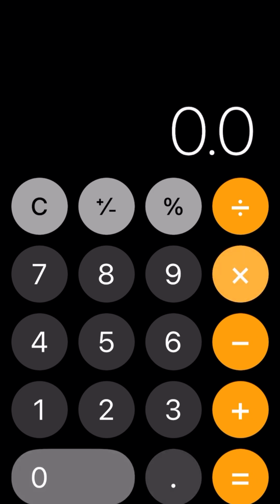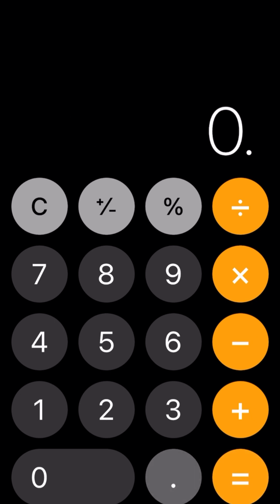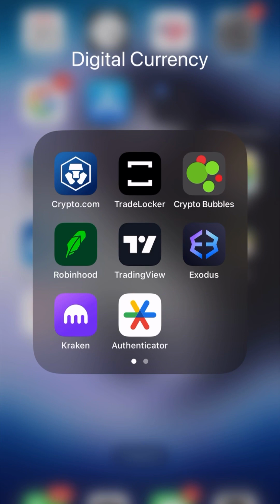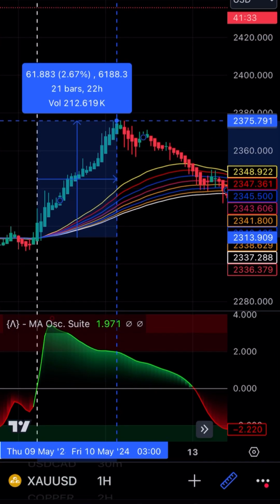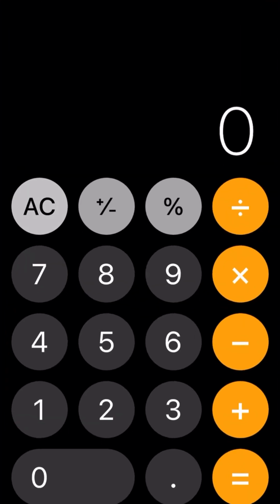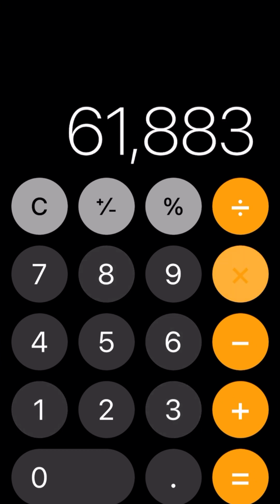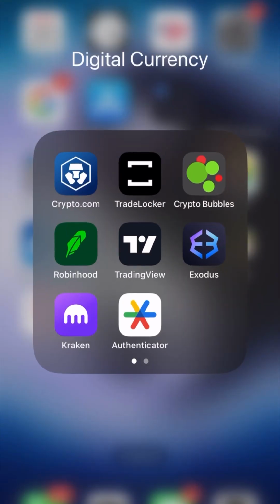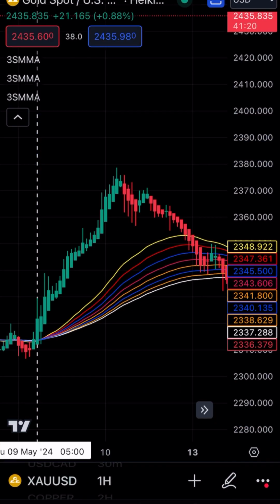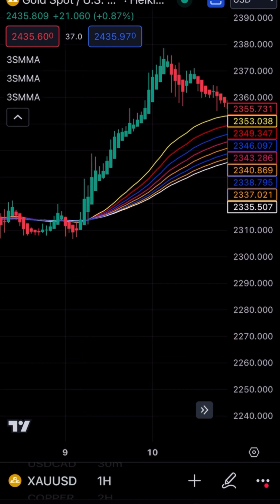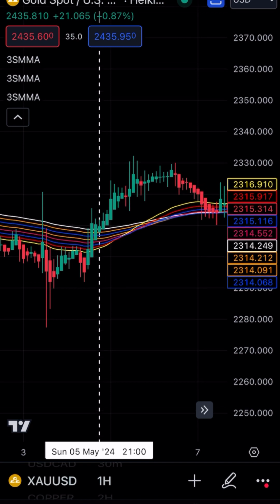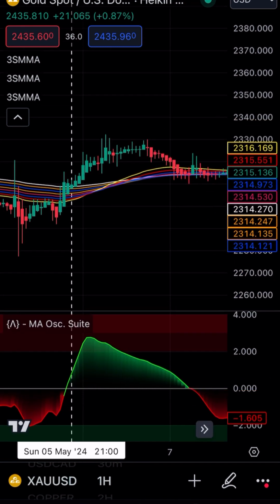So if you did this at a cent, you would have made $618. If you did this at 10 cents, you would have made $6,188. Okay, so that is that one. We see that it works for that one. Let's check this one. Now, we zoom in a little bit. This one is a little bit smaller than the others, so let's just check to see.